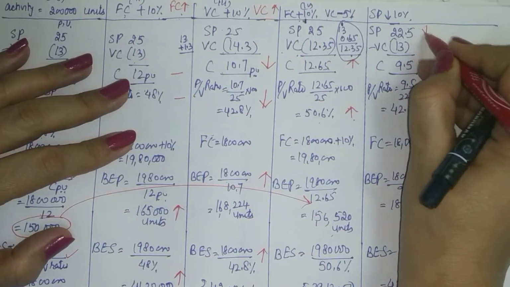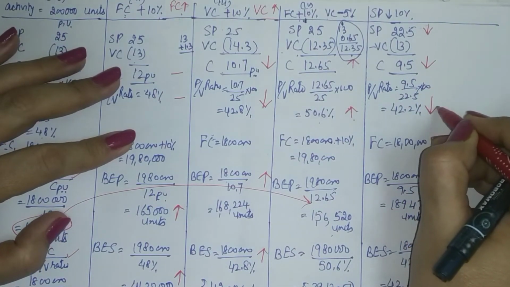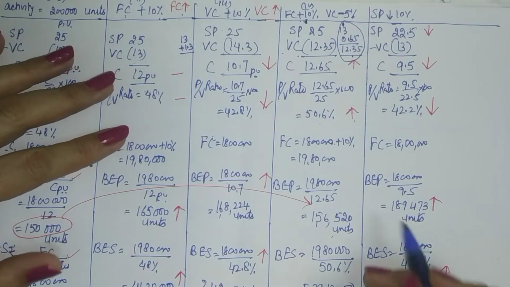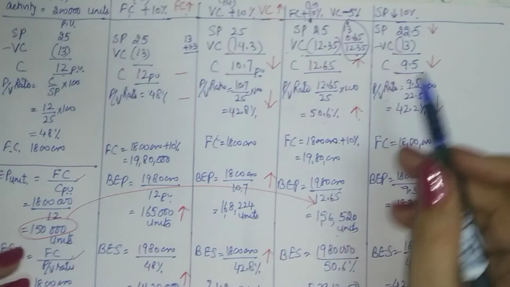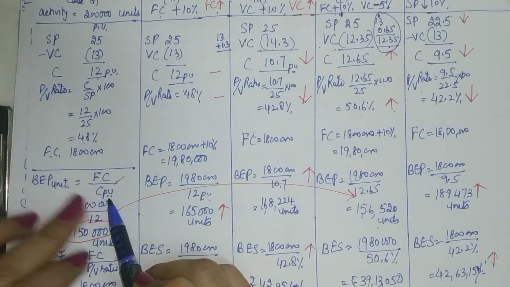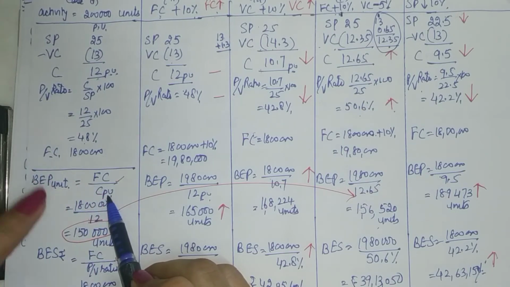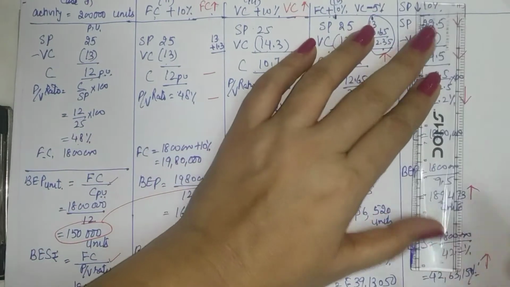So what has happened? If your selling price reduces, contribution reduces, PV ratio reduces. So break-even point is going to increase again, because in break-even point, contribution and PV ratio come as a denominator. So the denominator is negatively related with the value. If the denominator decreases, value will increase, isn't it? Now take up the last case.